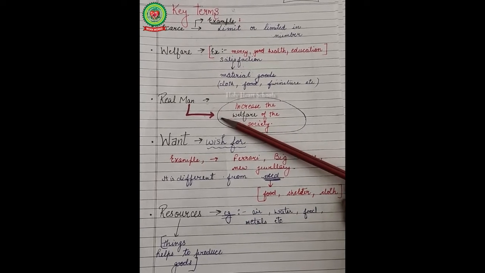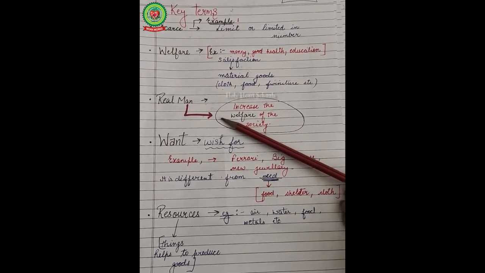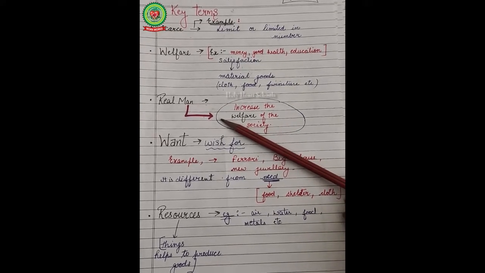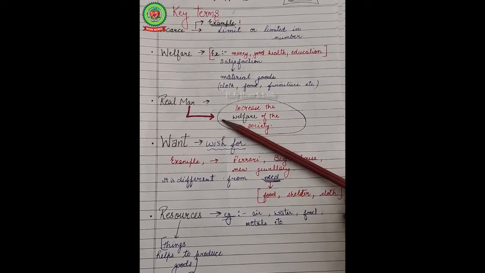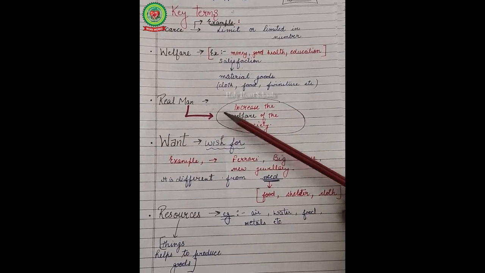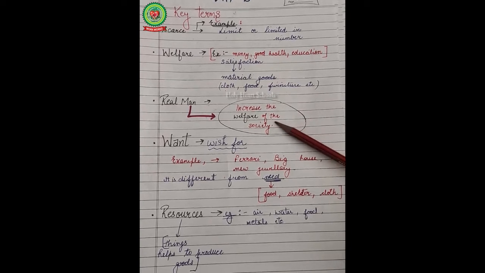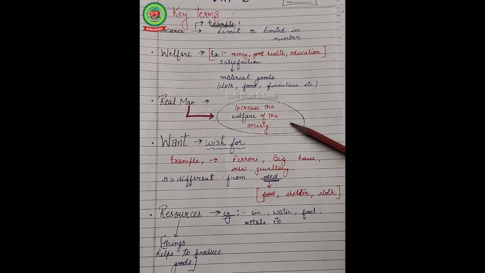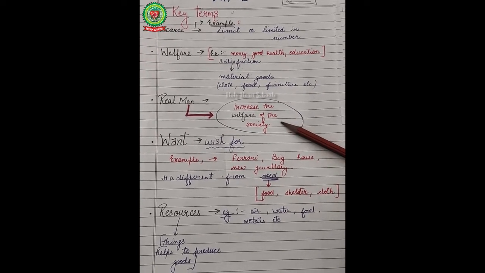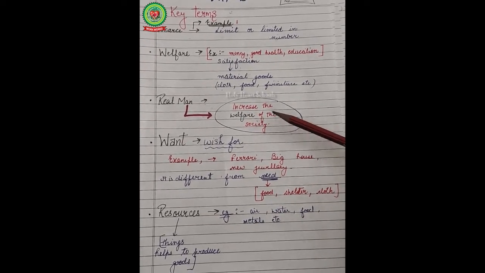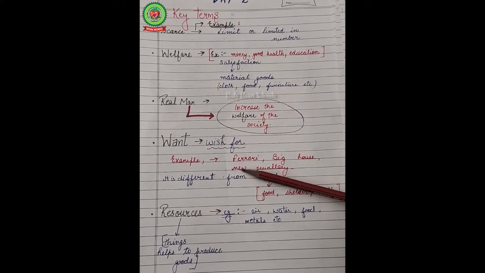Next one is the real man. In the wealth definition, we studied an economic man, who has self interest in getting things. Here we will study a real man. A real man is one who satisfies his wants but also wants the welfare of the society, meaning the society where he lives should also be in a welfare state, not only he. Clear?